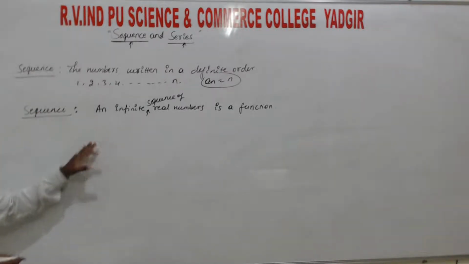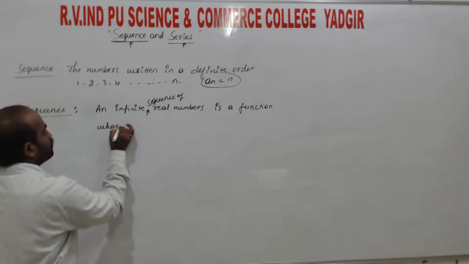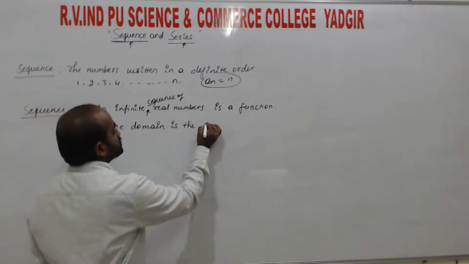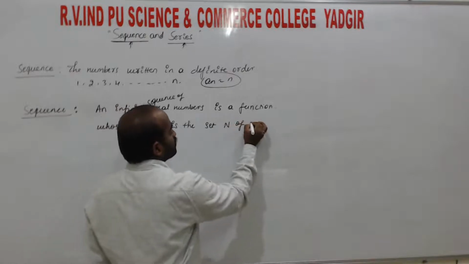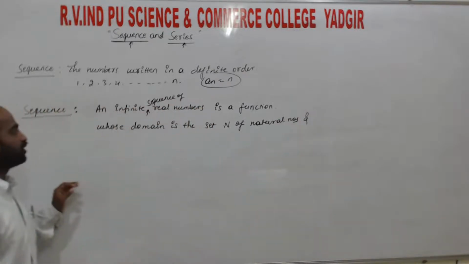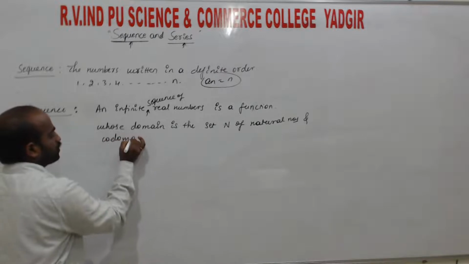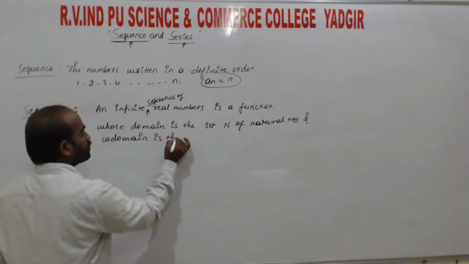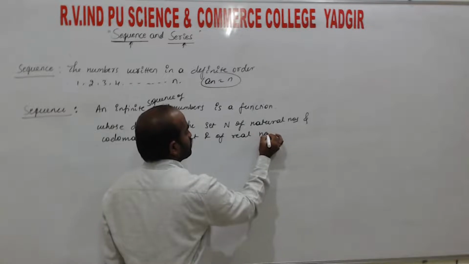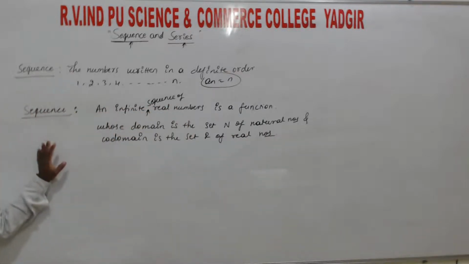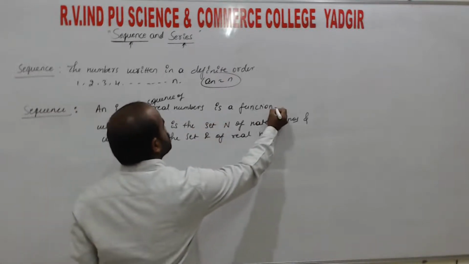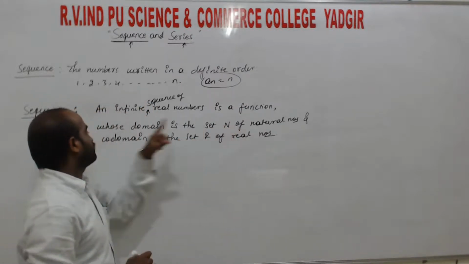An infinite sequence of real numbers is a function whose domain is the set N of natural numbers, and codomain is the set R of real numbers. This is a sequence. An infinite sequence of real numbers is a function whose domain is the set N of natural numbers, and codomain is the set R of real numbers.